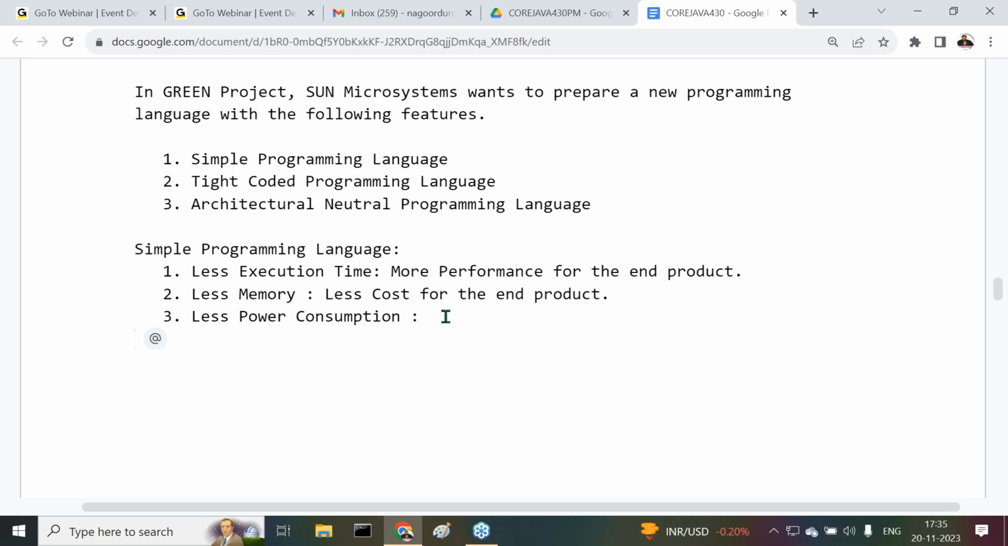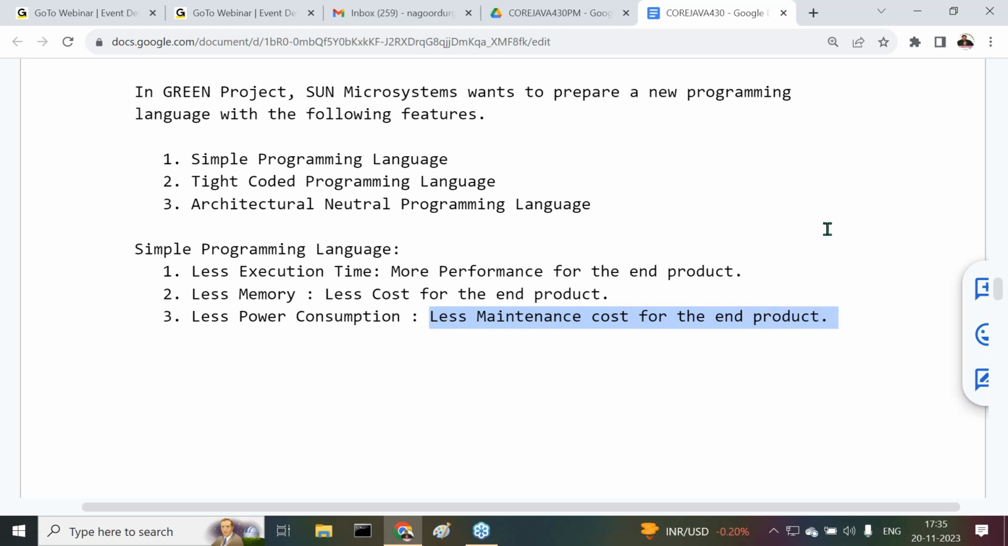So because of this reason, Sun Microsystems provided a new programming language with less power consumption, meaning lesser energy consumption. When there is less energy consumption or less power consumption, automatically lesser maintenance cost will be provided for the end product. Observe carefully: lesser power consumption means lesser energy consumption, which gives the advantage of lesser maintenance cost for the end product.